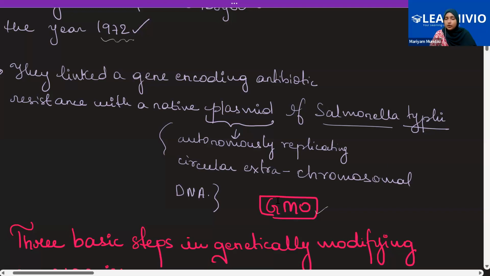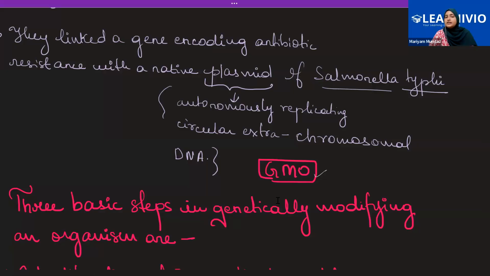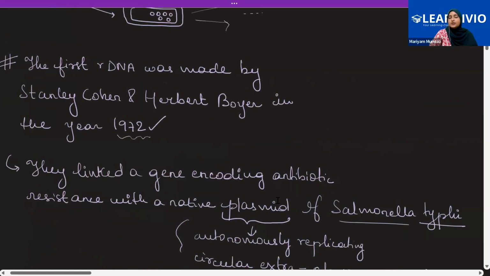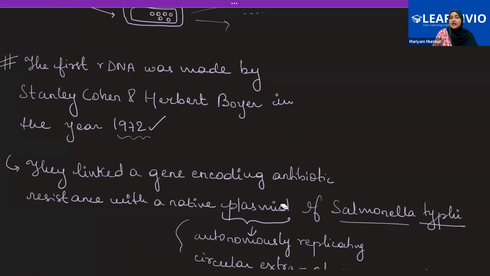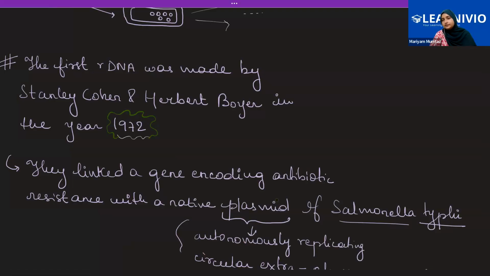So what they did while making the first recombinant DNA molecule is that they took the plasmid of Salmonella typhi and linked a gene with it, and thereby the recombinant DNA was made. This was done in the year 1972. Students, do you have any doubts understanding anything that I've said up until now?